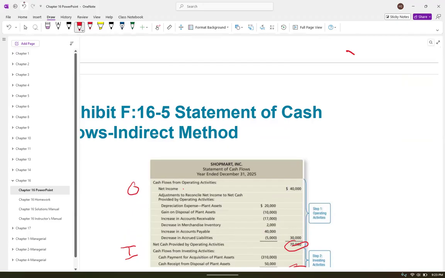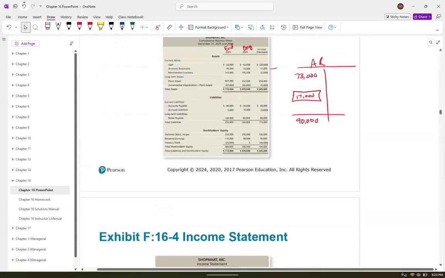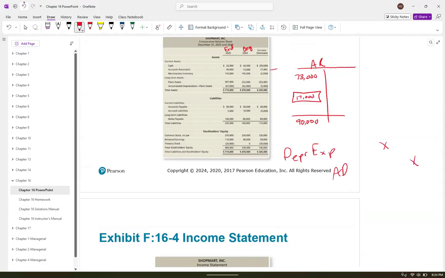We are adding the depreciation expense. Remember the journal entry we made for depreciation expense? We would debit depreciation expense. We didn't credit cash, did we? No, we credited that account called accumulated depreciation. So depreciation, depletion, and amortization always get added back because they are a non-cash expense. They are a non-cash expense.